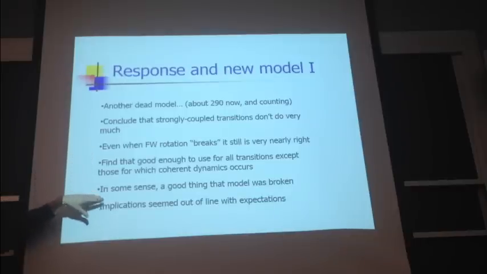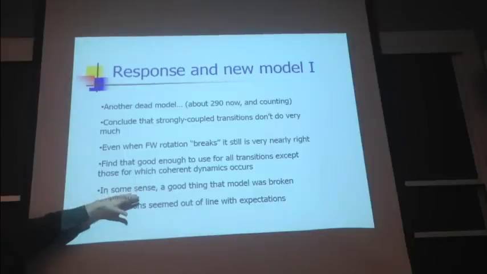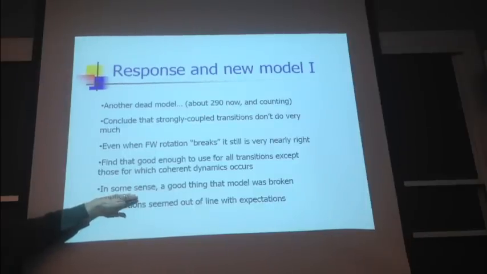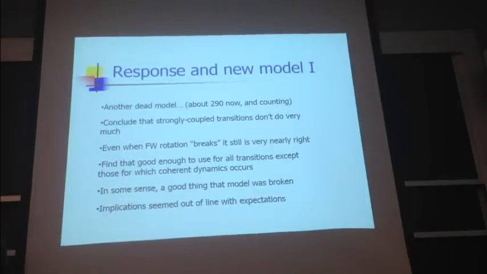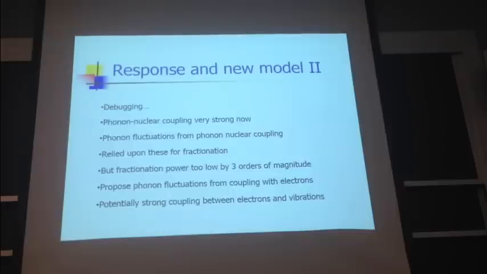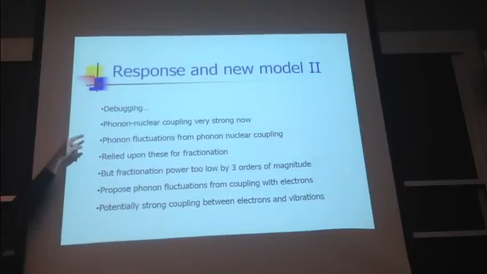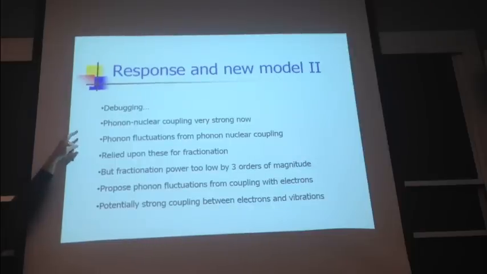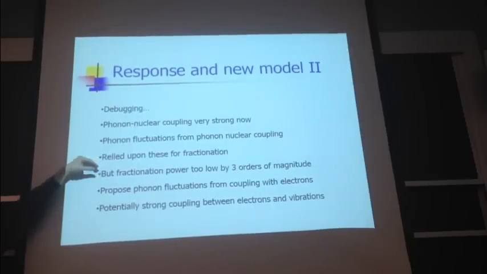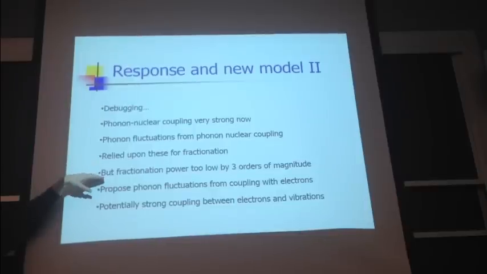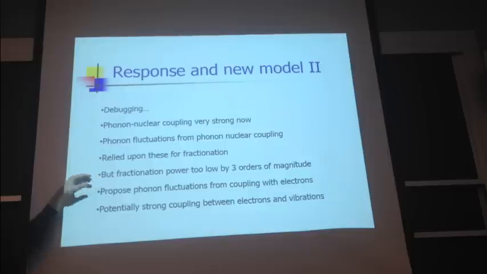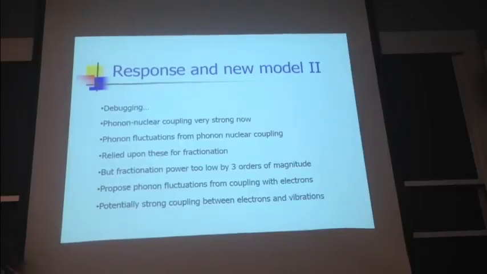Actually, it was a good thing that this particular model was broken because the implications, had they been right, were unthinkable. So debugging, I needed something else to help with the fractionation. And I relied on the phonon nuclear coupling to do it. But it's too weak if you do it correctly. So the proposal now is that in a metal, there are electrons present, the phonons couple to the electrons, and the electrons can produce fractionation.